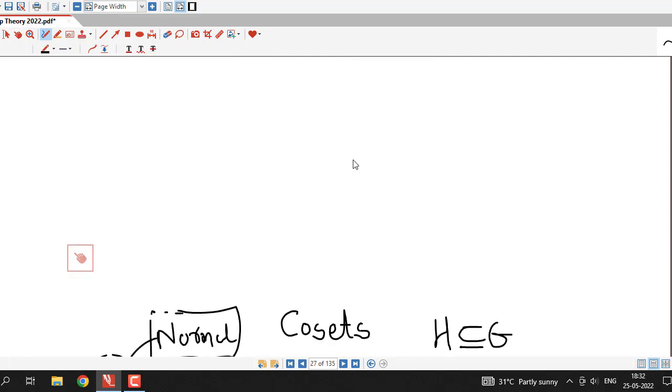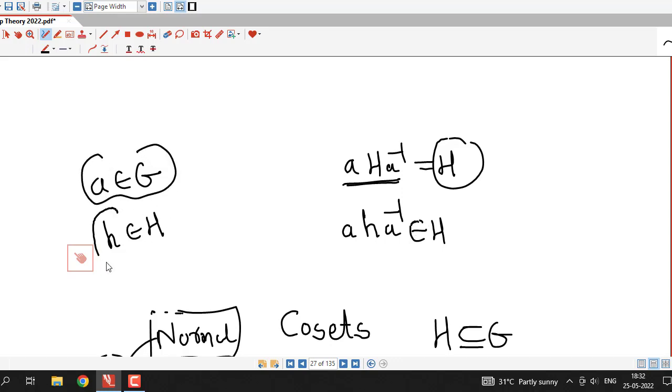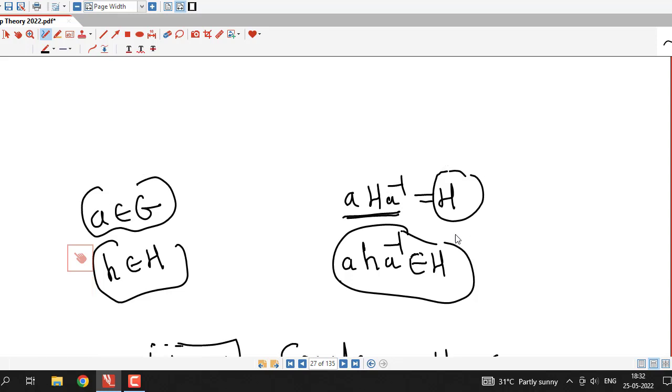And whenever aHa inverse is equal to subgroup H, then we can say that for any element a in group G and h in capital H, this type of elements aha inverse are in this set, and because this is equal to H, they are present in this set also. So if for any a belongs to G and for any h belongs to H, aha inverse is an element of H, then H is called a normal subgroup. So these are three equivalent definitions for the normal subgroup.